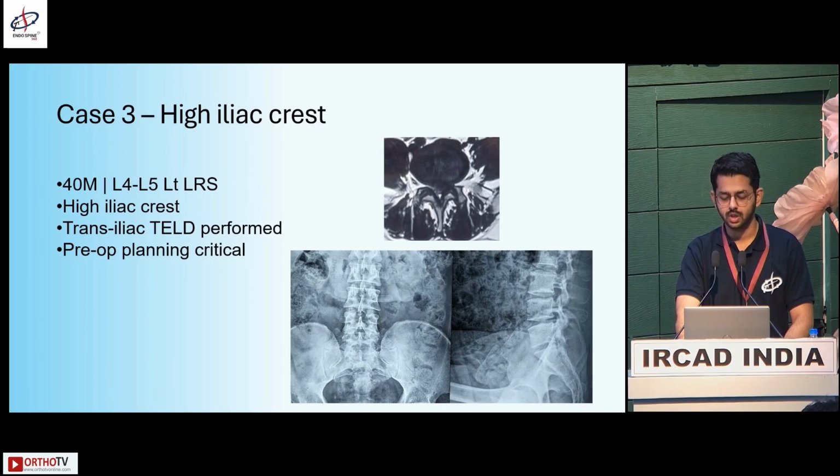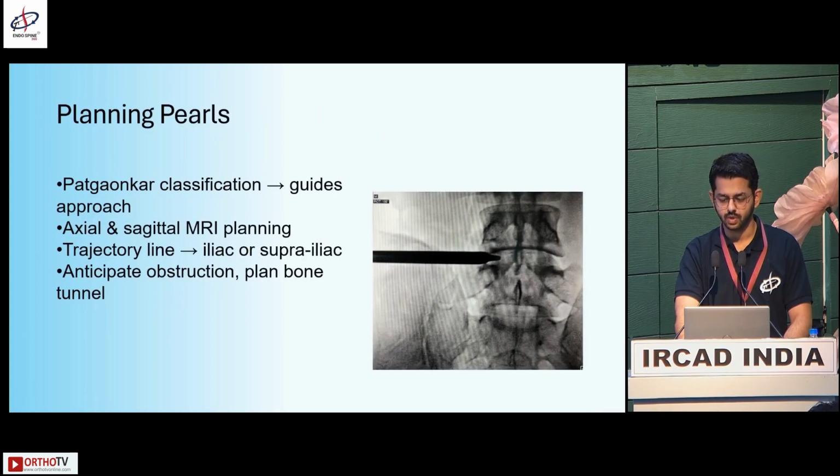Another challenge with L5S1 disc is the high iliac crest. This is a 40-year-old male who had left leg pain due to L4-L5 disc herniation. However, access was difficult due to a high-riding iliac crest even at the L4-5 level. We planned a transiliac TLD, which requires precise trajectory, alignment and careful drilling. Such a case reinforces the importance of meticulous pre-op planning to avoid complications.